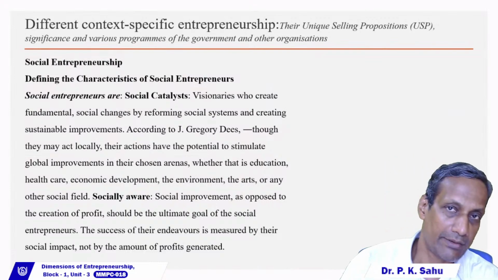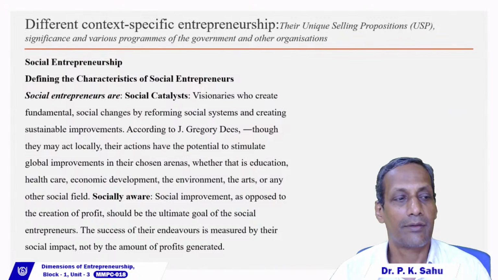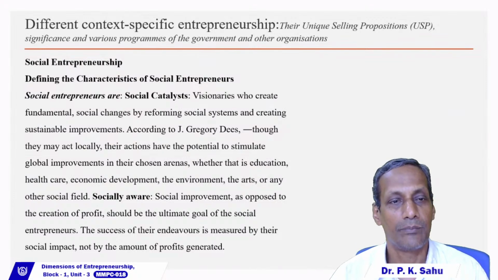So, defining the characteristics of social entrepreneurs: they are social catalysts. They are visionaries who create fundamental social changes by reforming social systems and creating sustainable improvements. According to J. Gregory Dees, though they may act locally, their actions have the potential to stimulate global improvements in their chosen arenas, whether that is education, healthcare, economic development, the environment, the arts, or any other social field.